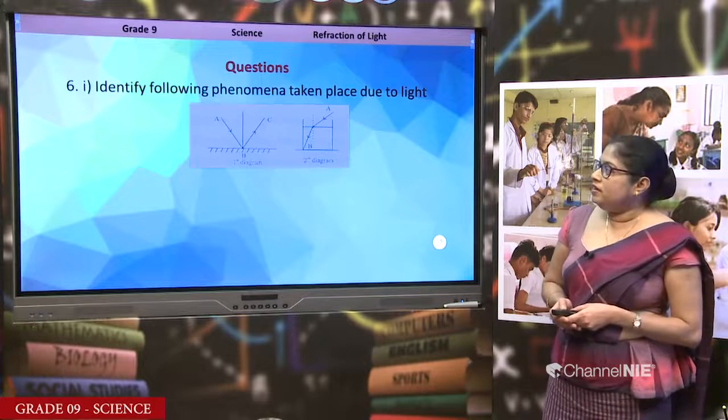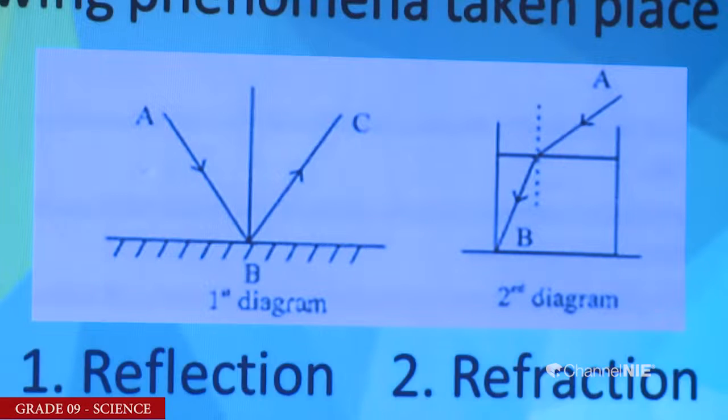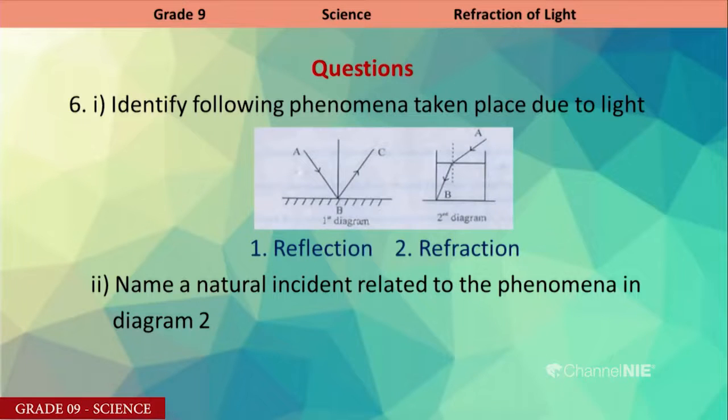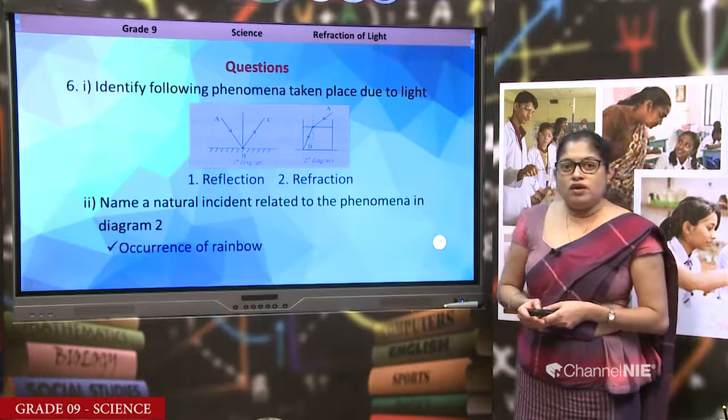Question number 6. There you are given a picture of two phenomena related to light. You have to identify them. What is this? It is reflection of light, and diagram 2 is refraction of light. Next part, name a natural incident related to the phenomenon in diagram 2. So, you are asked to write a natural phenomenon related to refraction. So, you can write the occurrence of a rainbow.